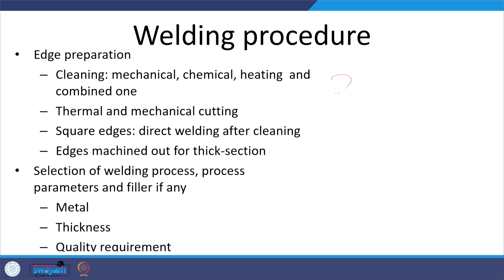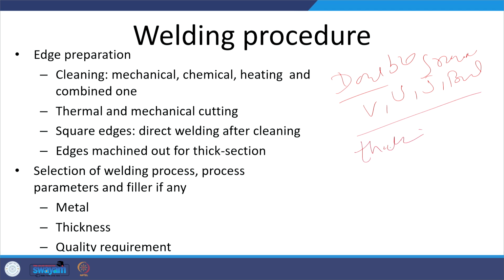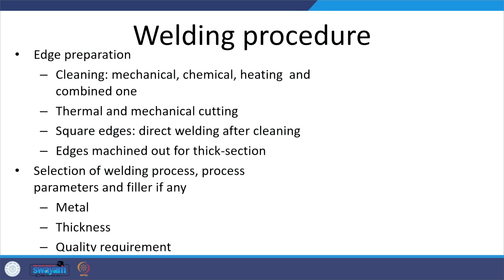So, double grooves, whether it is V, U, J or bevel, are preferred especially when the thickness is great and we want to neutralize the residual stresses and reduce the distortion tendency. Additionally, these help in reducing the volume of the weld metal to be deposited for developing the weld joint. So, that is about how to prepare the edges.